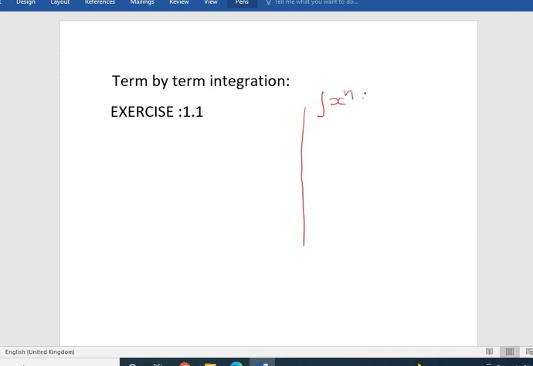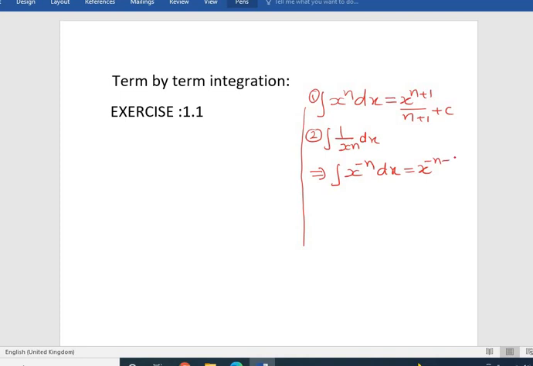The integration of x to the power n dx is equal to x to the power n plus 1 divided by n plus 1, plus c, the integration constant. And if it is written as 1 divided by x to the power n dx, then we can solve it by writing it as x to the power minus n dx. So it gives us x to the power minus n plus 1 divided by minus n plus 1, plus the integration constant. So this is rule number 2.